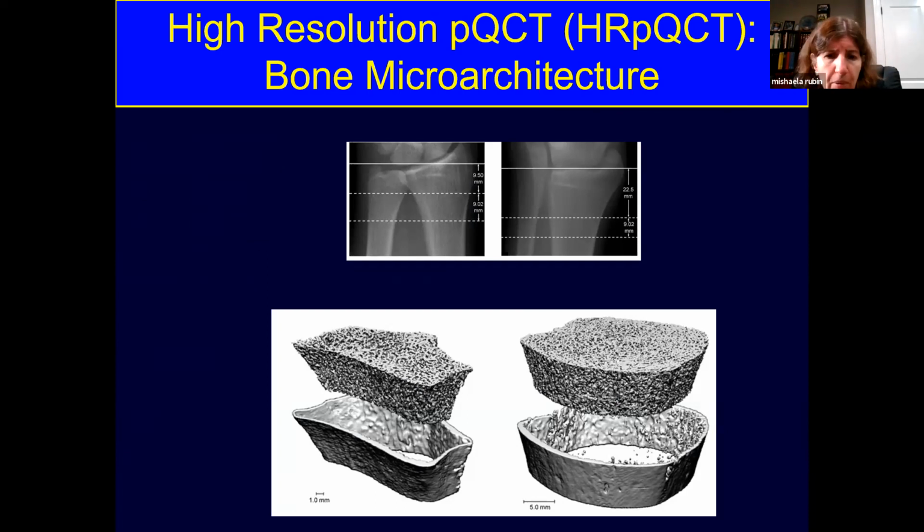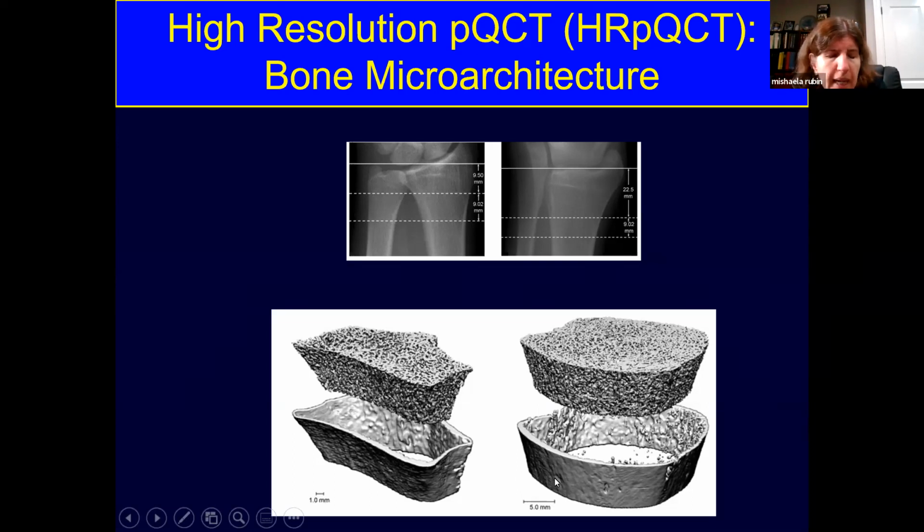It can also separate out the inner part of the bone, which is this trabecular compartment here, which looks more like a honeycomb or a Swiss cheese, as opposed to the cortical, which is the outer part here, which is more of a solid structure.